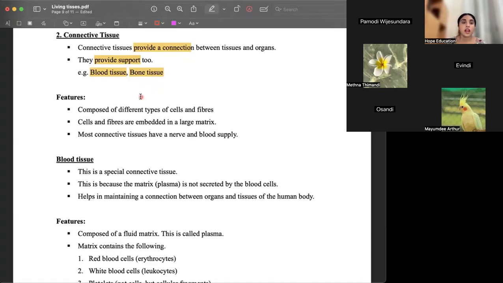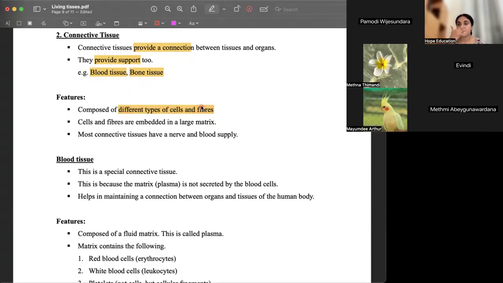Features: composed of different types of cells and fibers. These are the features commonly found in connective tissues. All connective tissues have these features. What? Composed of different types of cells and fibers. Different kinds of cells, and then fibers as well. It's like a collection.